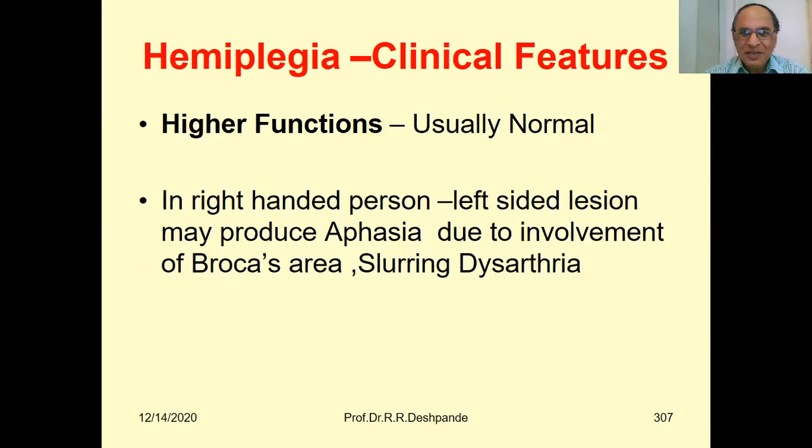Okay. Now, step by step, clinical feature, higher functions: time, place, orientation. If you ask, how are you? He will understand, he will try to give the answers. So higher functions, intellect will be normal. In the right-sided person, there will be a left-sided lesion, as I already explained, and that may produce aphasia due to the involvement of Broca's area. So slurring, dysarthria will be there.